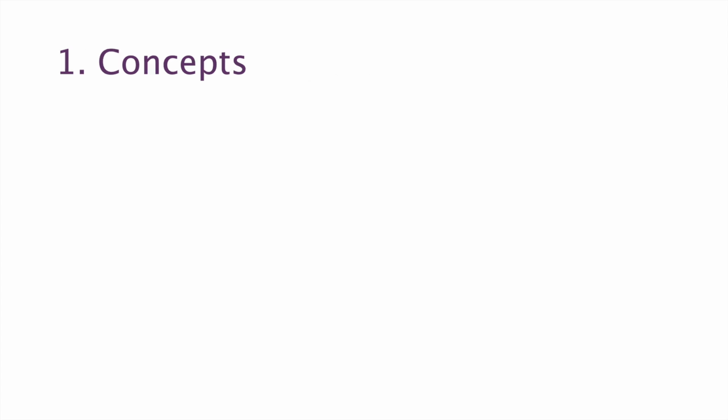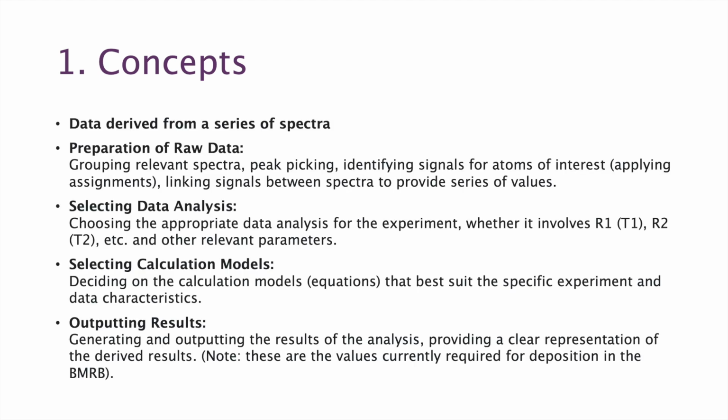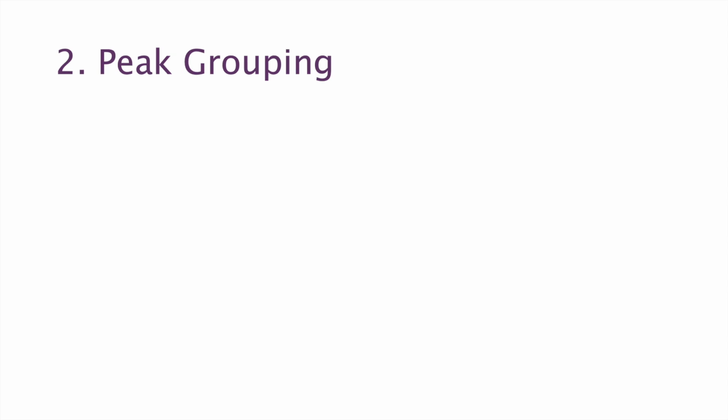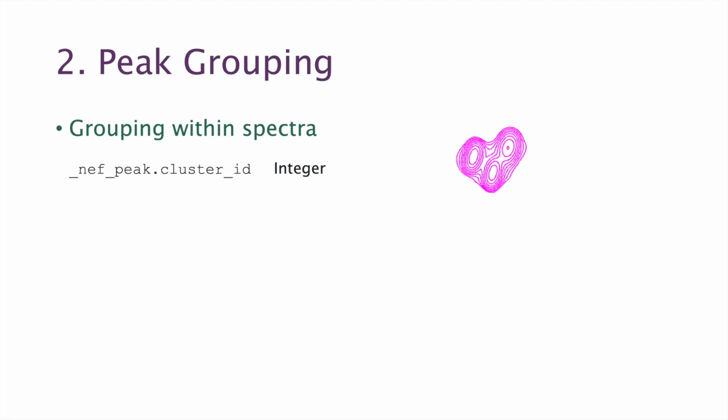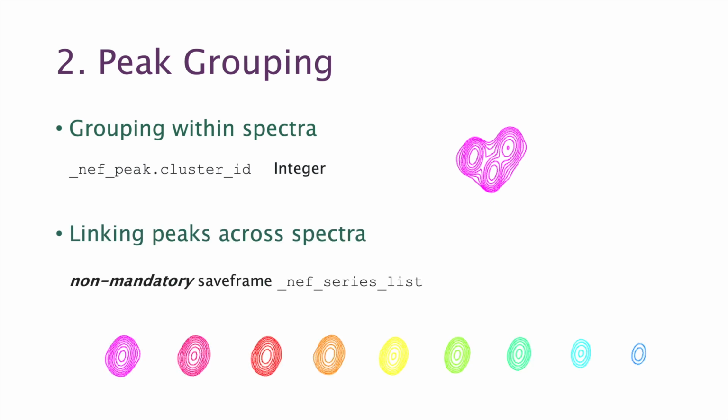The proposal document starts by outlining a few concepts that underlie the way we record and analyse dynamics data. I won't go into detail here, but essentially it describes the workflow of going from spectra to something like a set of relaxation rates, which can be deposited in the BMRB. A brief note about the different ways in which peaks may be grouped. This can be either within spectra, if they need to be fitted together. For this, we're suggesting the use of a cluster ID, analogous to what NMR Pipe does, or peaks can be linked across spectra, for which we are suggesting a new save frame, which I will introduce later.